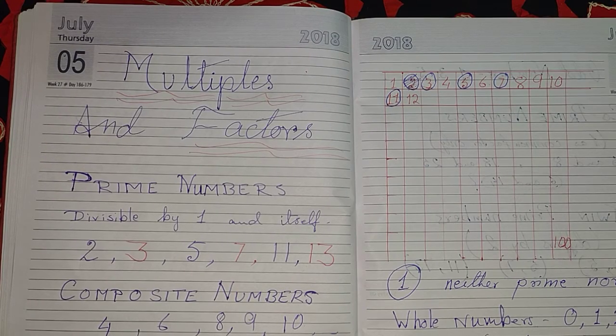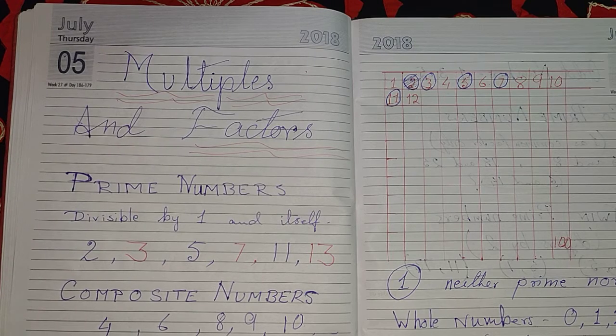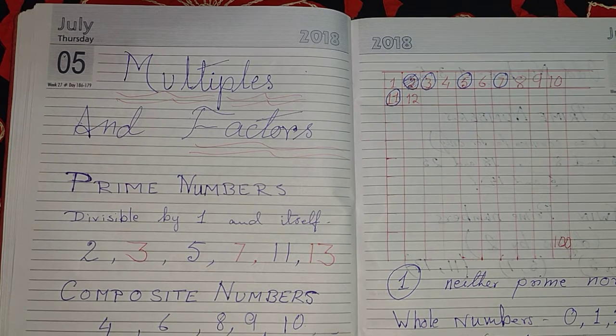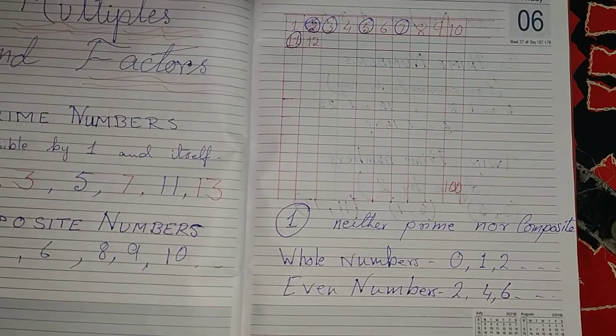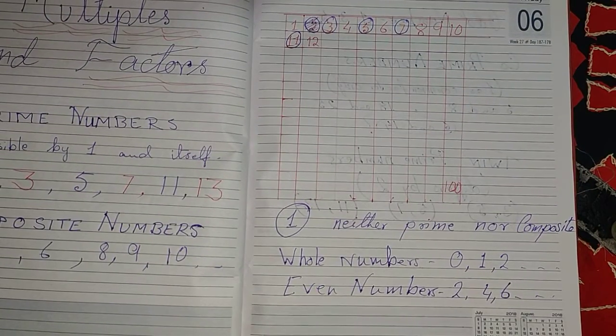Now, I have not talked about 1 in prime numbers. I have not talked about 1 in composite numbers. So that means 1 is neither a prime number nor a composite number. Remember this, 1 is neither a prime number nor a composite number. There are certain other numbers like whole numbers. Whole numbers start from 0 and continue as long as you can continue.